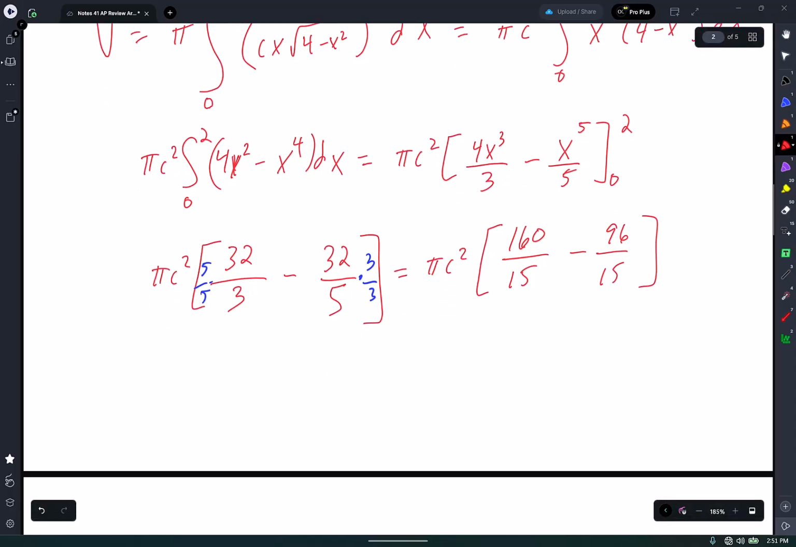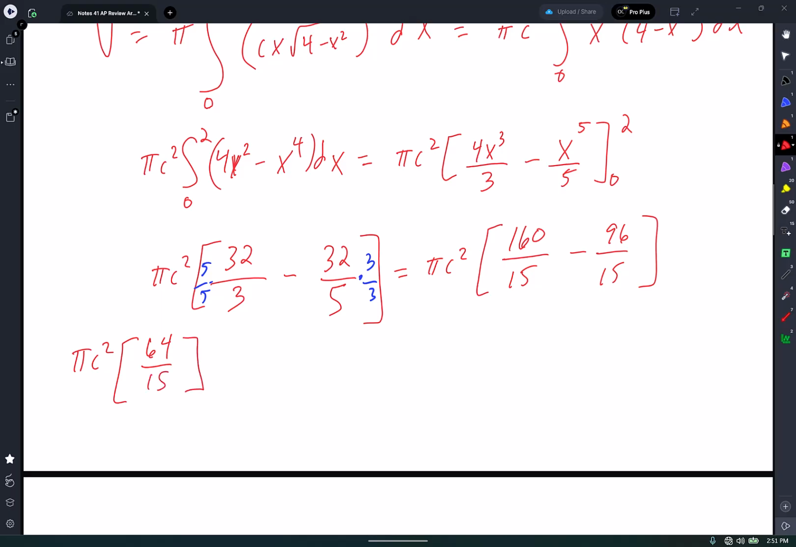All right, here we go. Pi c squared, 160 minus 96. Let's see, 160 minus 100 is 60. Add 4, 64. All right, finally. What do I set this equal to?